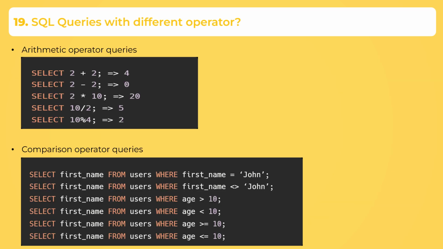So next question is SQL queries with different operators. Arithmetic operator queries: select 2 plus 2 equal to 4, 2 minus 2 equal to 0, like that way. Comparison operator queries: select first name from users where first name equal to John, not equal to John, age greater than 18, age greater than 10, age less than 10, age greater than or equal to 10, less than or equal to 10.